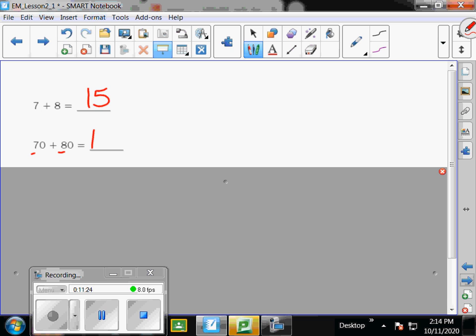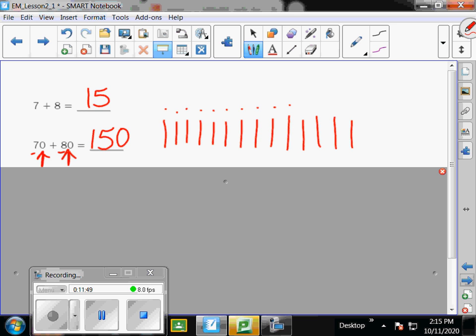7 plus 8 is 15, but I have 7 tens plus 8 tens, which would be 15 tens, or 150. And isn't that what 15 tens is? Think about that. 10, 20, 30, 40, 50, 60, 70, 80, 90, 100. Well, let me just do it this way. 1, 2, 3, 4, 5, 6, 7, 8, 9, 10, 11, 12, 13, 14, 15. All right, I got 15 tens.